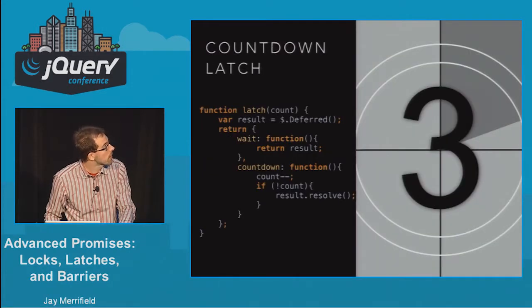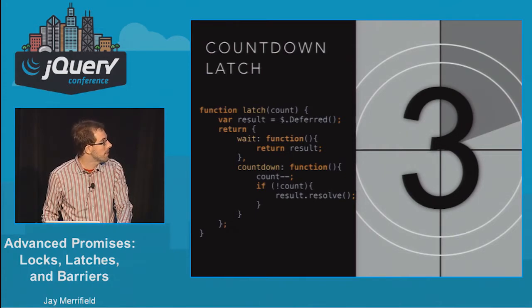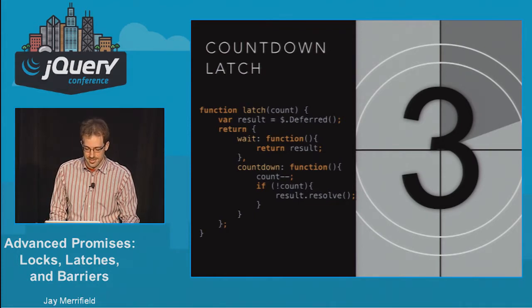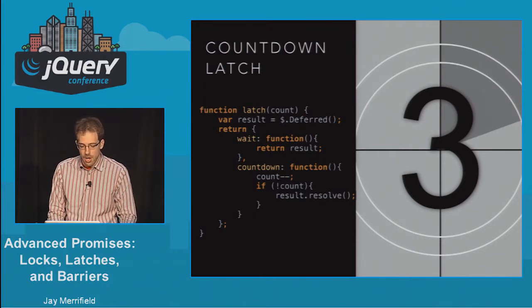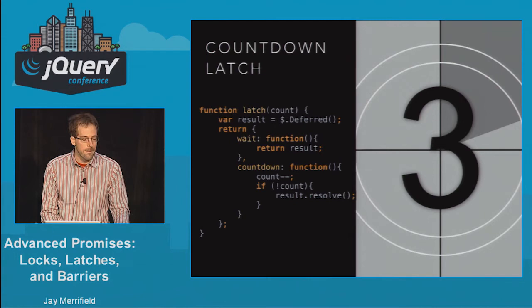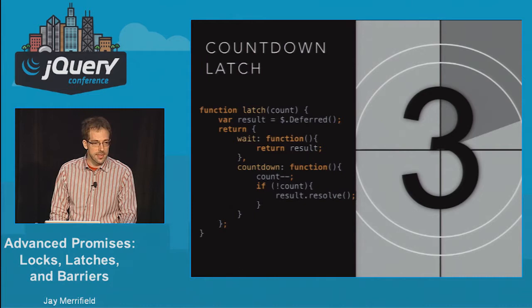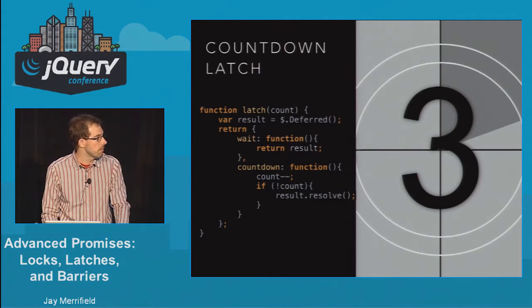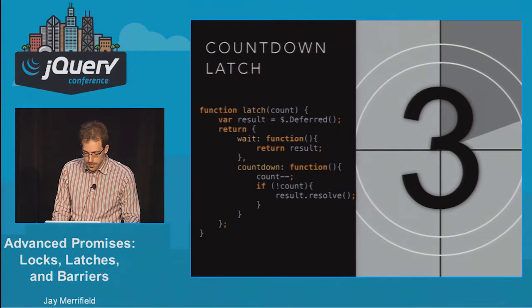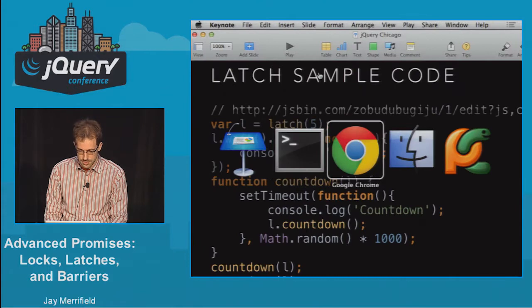So we're going to start with countdown latches here, and I hope you're not afraid to code, because we're going to deep dive into some of this. This is pretty basic. This isn't using very much of deferred and promises. We're basically creating a construct that says, I have X number of tasks, in this case count, and somebody is going to count them down when they're done, whatever the task is. Eventually the count reaches zero, they will resolve, and the promise will continue. There's just some basic sample code here, and I'm going to switch to the browser real quick.